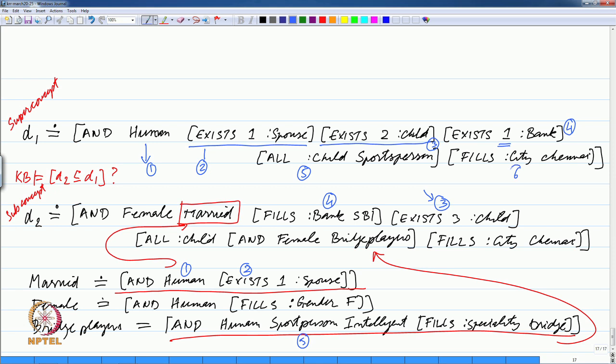And then finally, the sixth component matches the sixth component here. This must match exactly as we had observed, that if there is a fills in the superclass, then the fills must be also present in the subclass essentially. So, since all this happens, we can answer yes to this and say that yes, D2 is subsumed by D1 essentially.